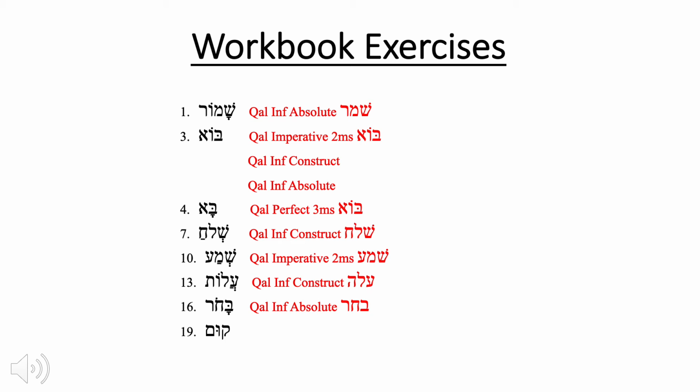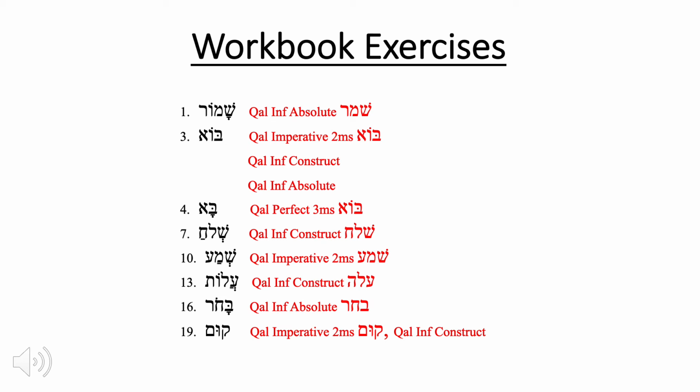What about number 19? Qum. Since qum is the dictionary form, we're well aware of the fact that this is a Qal infinitive construct, because the Qal infinitive construct is the dictionary form of hollow verbs. However, this is also a Qal imperative 2ms, so that we have qum in both instances. This is not a Qal infinitive absolute. Qal infinitive absolute actually looks different. Instead, this is a Qal imperative or a Qal infinitive.